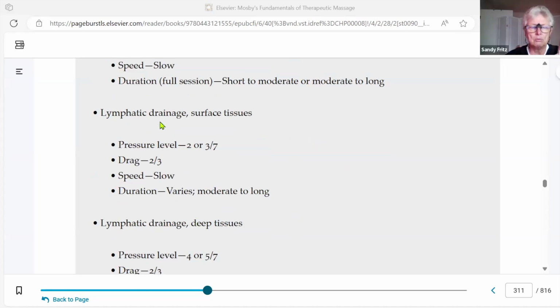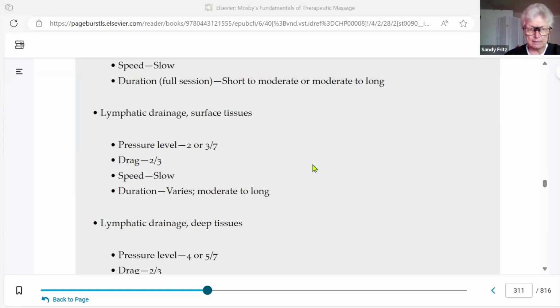So now we're going to look at how we would modify these to address a specific physiological outcome. So we're going to mimic normal. And the example here is the lymphatic system. So surface tissues, skin, down into the superficial fascia. Pretty significant drag because we're getting the collectors to uptake in the surface tissues by sliding one tissue layer over the other.